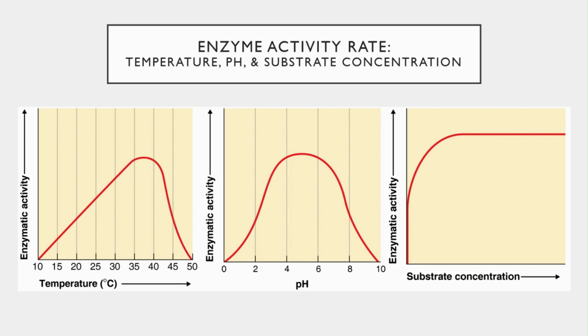Lastly, the activity of enzymes can be affected by the concentration of the substrate that they act upon. At low substrate concentrations, the activity of the enzyme will be limited by the availability of the substrate. As the substrate concentration increases, the activity of the enzyme will also increase, but only up to a point. Imagine the enzyme like a mini factory. As more raw materials are brought in, the more products can be made.